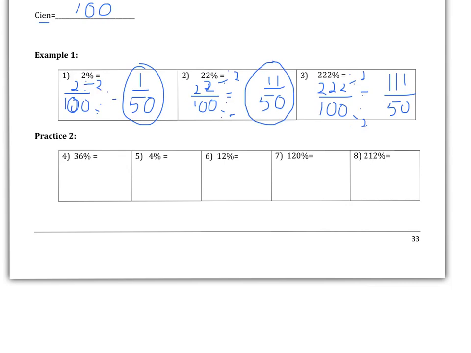Okay, hit pause and do practice 2 problems, numbers 4 through 8. Those must be done when you come to class. So hit pause, do those now. Okay, here are the answers. Double check your work and your answers with these right here. Again, I did not show the work, but you should on yours. Alright, let's go to the next page.